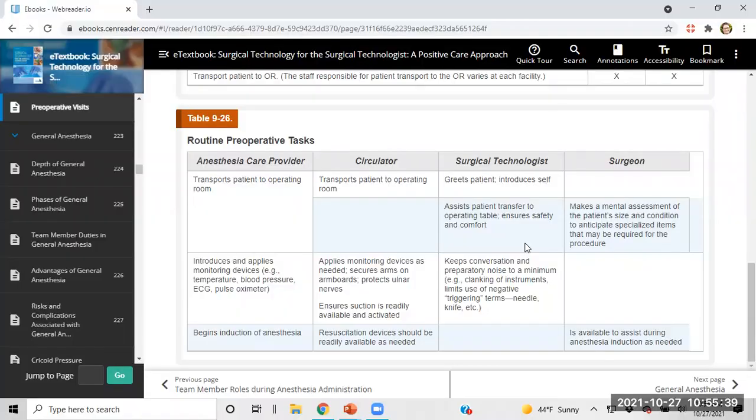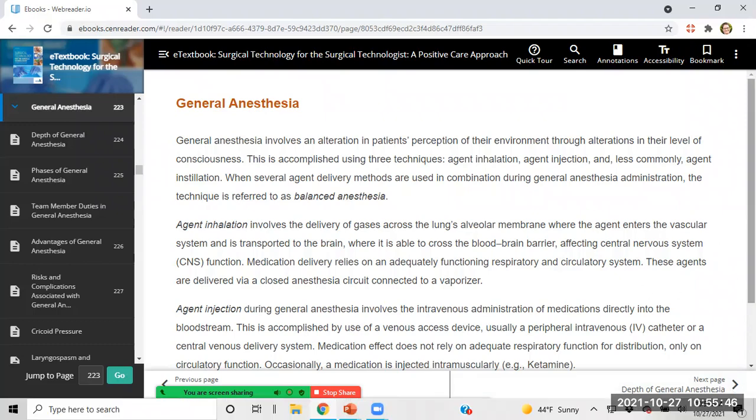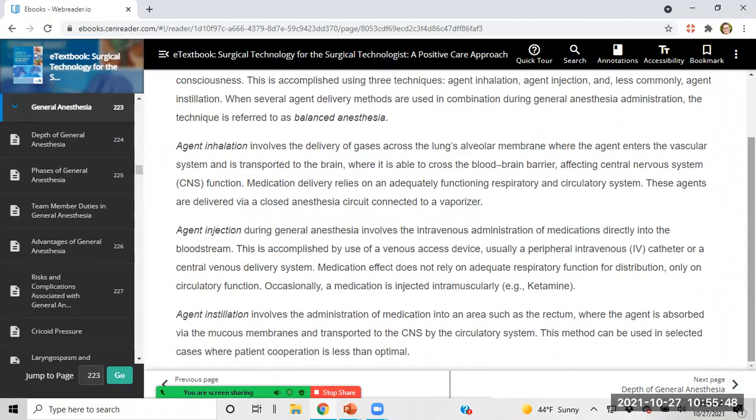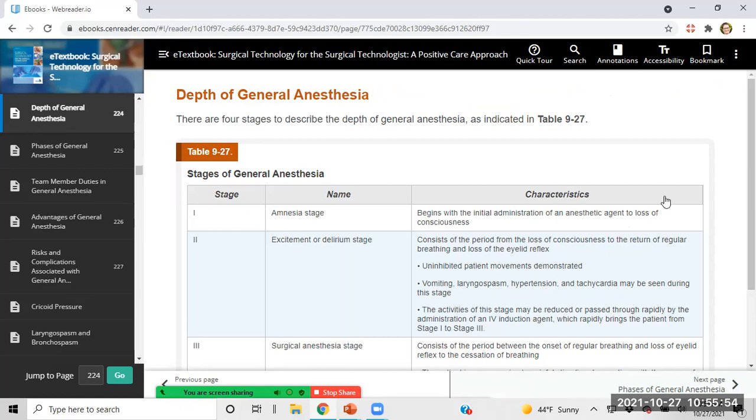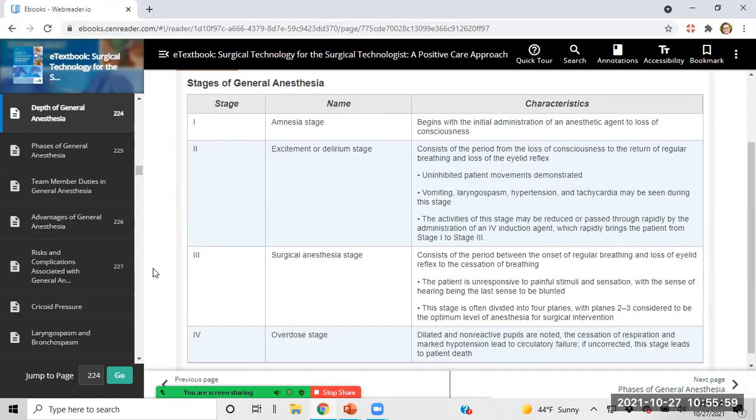All right, so let's get back to it. There are some more tables we want to look at. So here are the different depths of anesthesia. Stage 1 is the first stage. This is the amnesia stage, and they start to lose consciousness there.